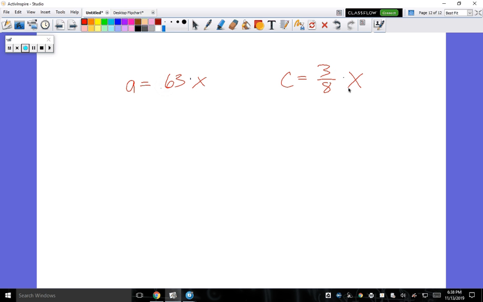Not division. Out of means division. But of means multiplication. Okay? Here we go. This is very important right here, what I'm about to say. There's regular math, and then there's probability. In regular math, what we're doing right now, of means to multiply.